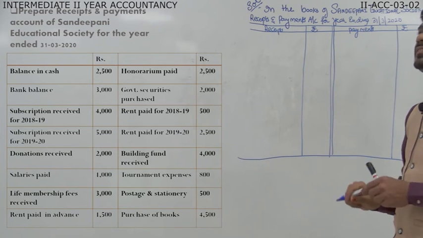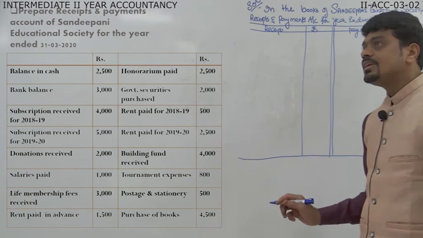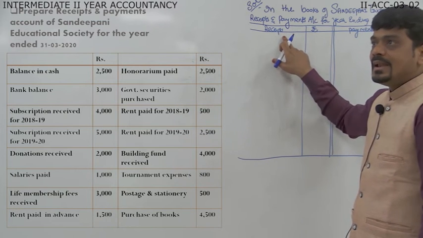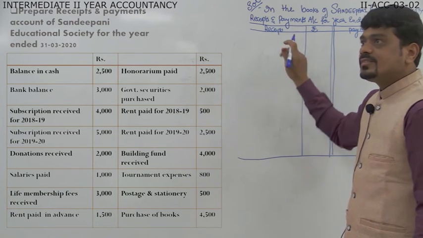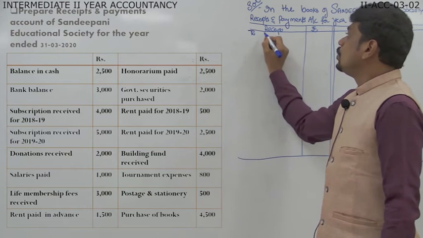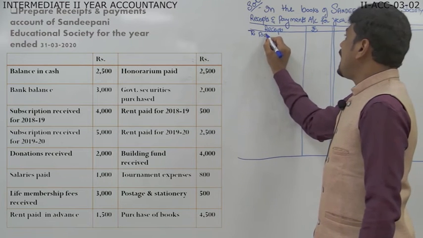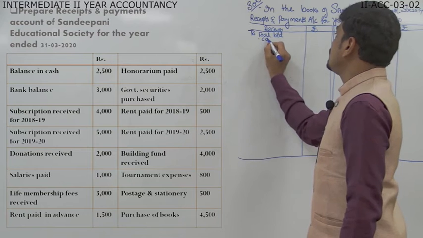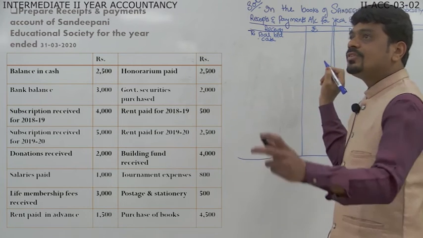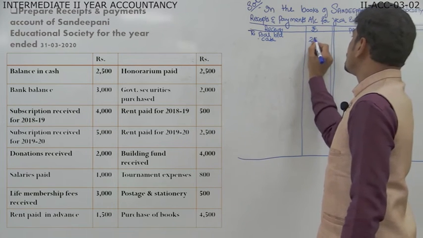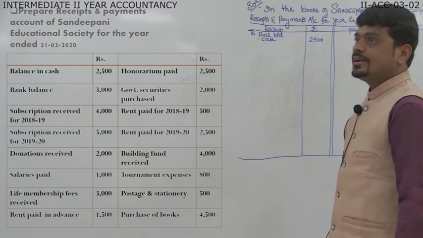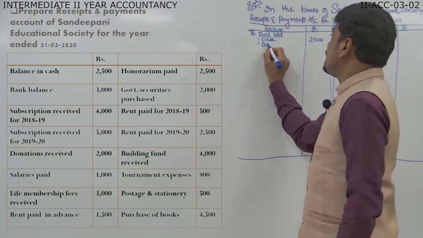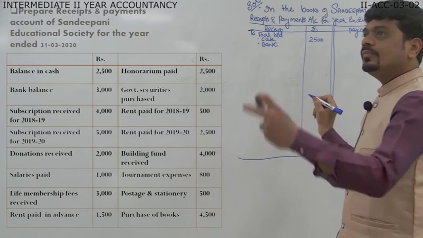So, balance in cash. Where will the balance in cash be posted? Balance in cash is nothing but the opening balance, so it will come on the receipt side. We'll write to balance brought down. Under that, cash. How much cash balance did they give us? 2,500. How much bank balance? We'll write bank, 3,000.